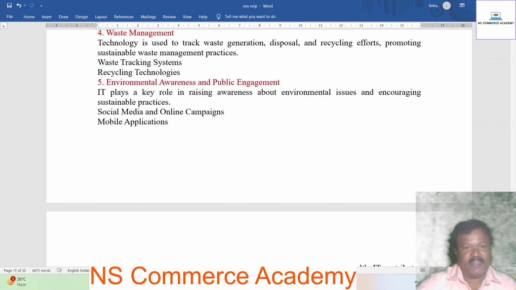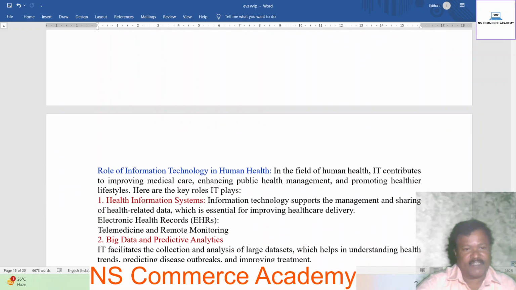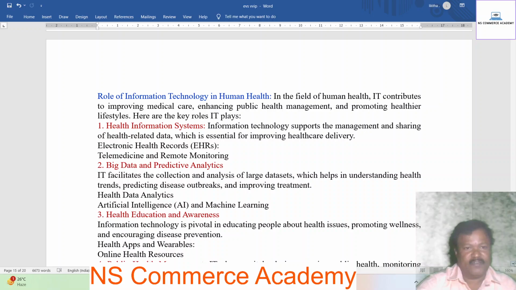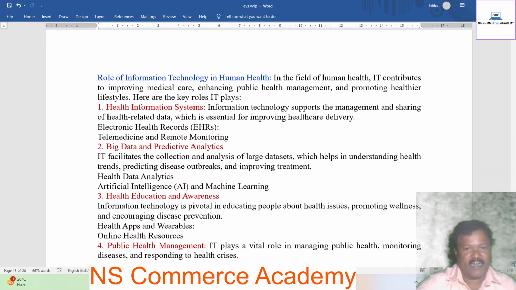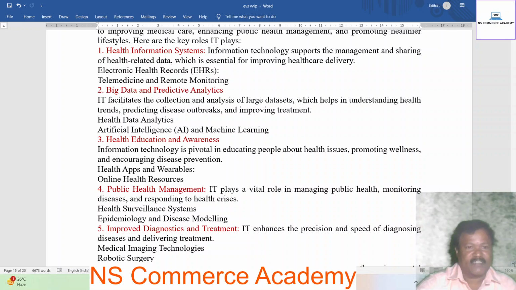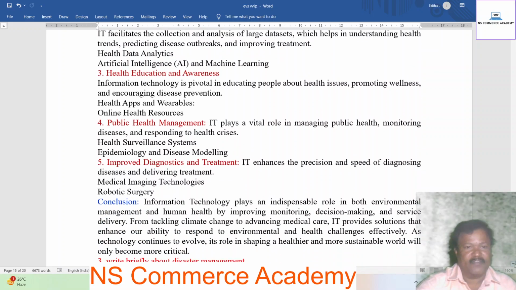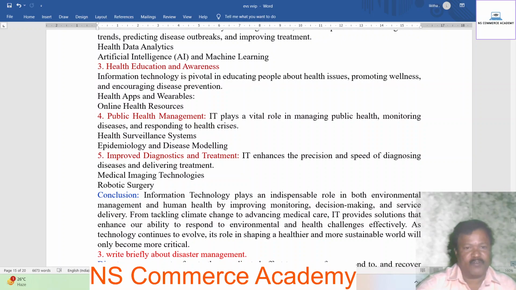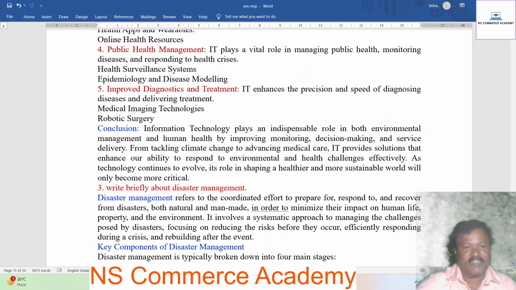It plays a key role in raising awareness about environmental issues and encouraging sustainable practices. Social media, online campaigns, mobile applications. Next, role of information technology in human health: health information systems, big data and predictive analytics, health education and awareness, public health management, improved diagnostics and treatment.